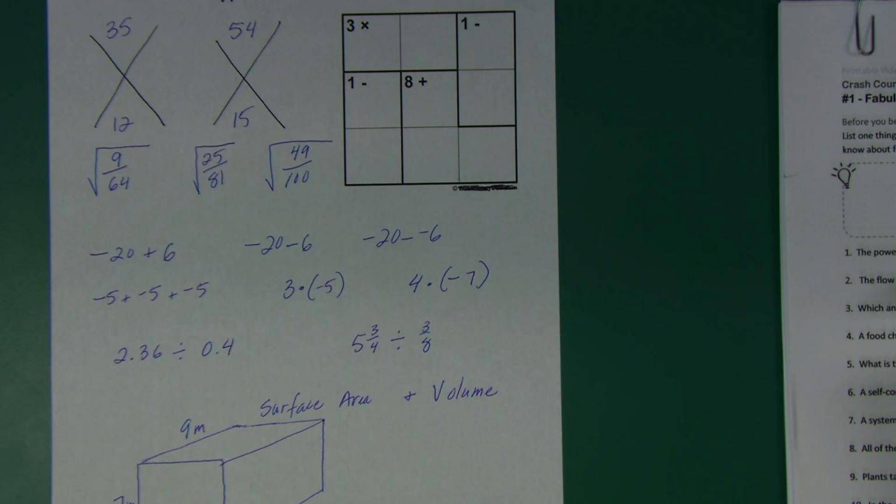Okay, here we go. So we got a couple of diamonds. We got 3 square roots. We got a KenKen. That's only a 3 by 3. We got a few addition and subtracting integer problems. And I want you to check this out.